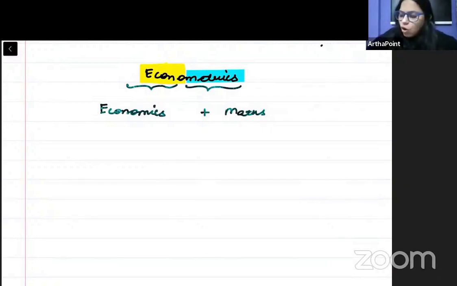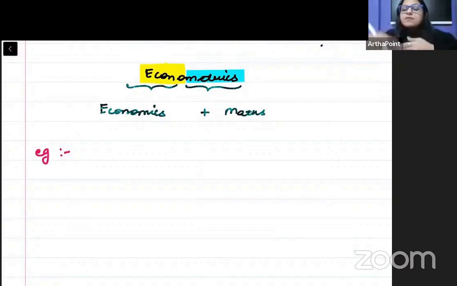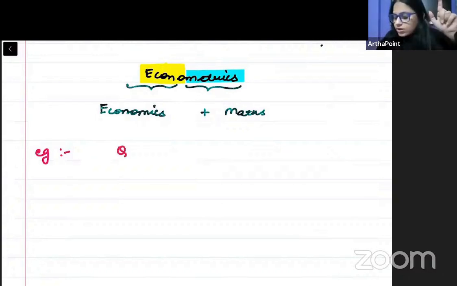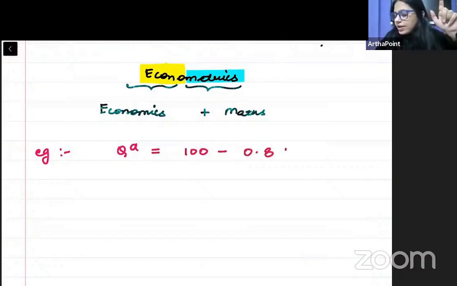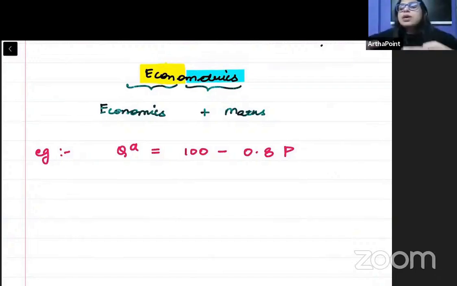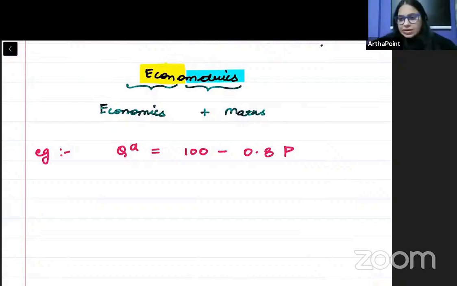Let's take some examples first. All of us know there is an inverse relationship between quantity demanded and price. But when I give you an equation to represent it, I tell you, look, beta, that quantity demanded is 100 minus 0.8p. It means I have converted this into a relationship. I have converted this in the form of a relationship, right? So what can you tell me about this?